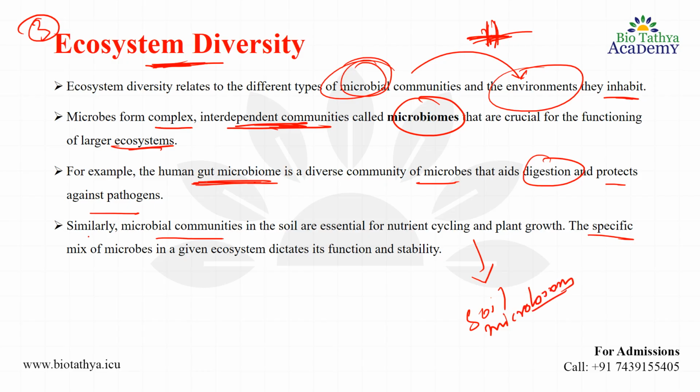So, the specific mix of microbes in a given ecosystem dictates its function and stability. What kind of functionality or stability the ecosystem will have depends on the kinds of microbes and the kinds of ecosystem it deals with.